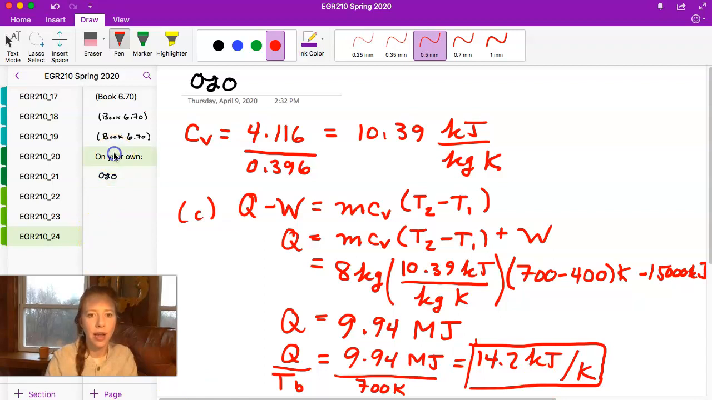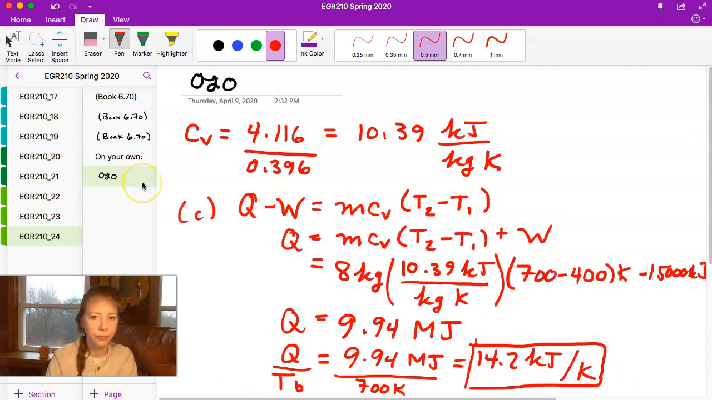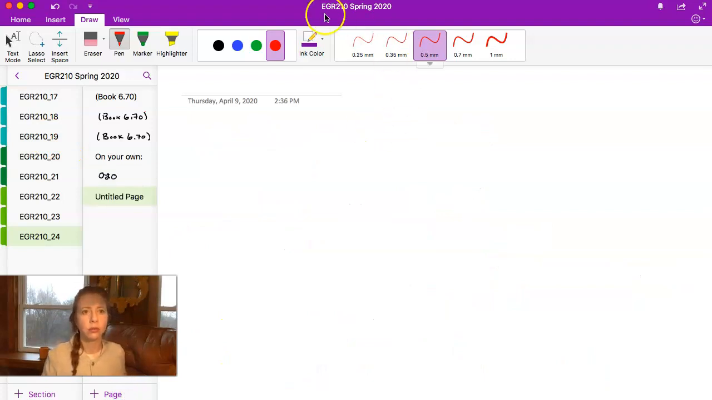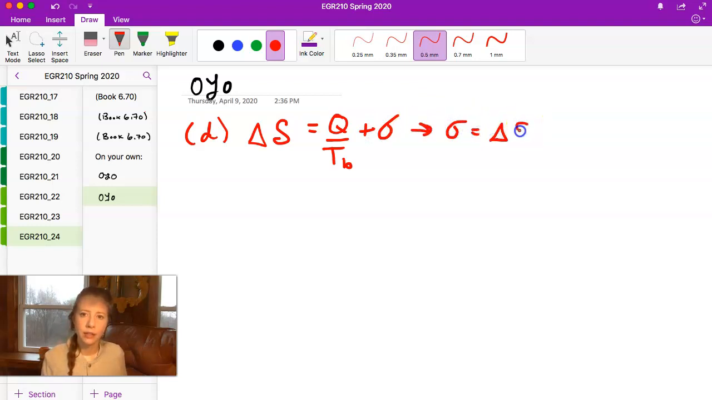Now let's look at our last part, and that is to find the amount of entropy produced. So we need to find that sigma, that entropy production. So let's add another new page. So delta S is going to equal Q over TB plus sigma. So sigma is going to be delta S minus Q over TB.